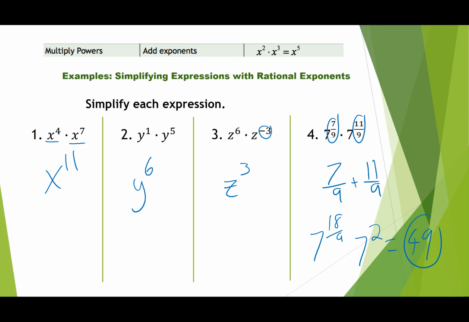Okay. So if you type that in the calculator, it should work if you type it in correctly. It should say 49, but we're doing this intentionally without a calculator because we want to know how to do it without a calculator as well.